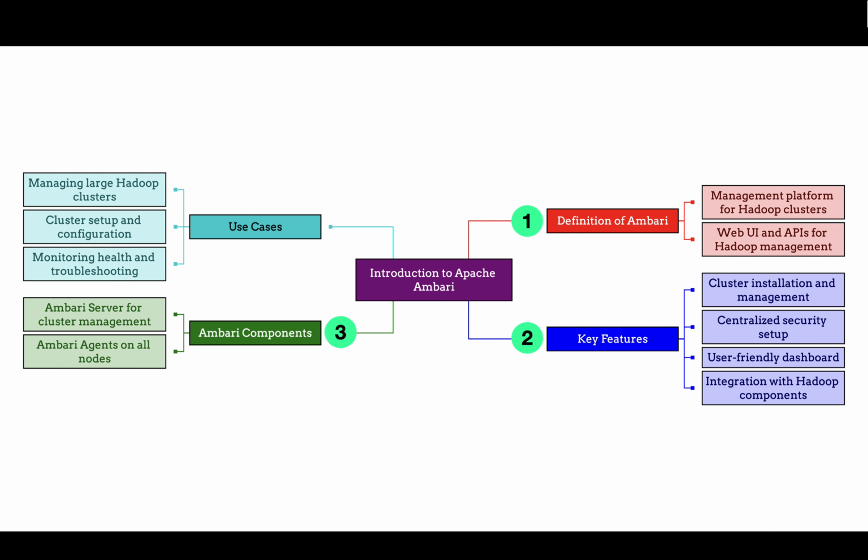3. Ambari components. The main components of Ambari are Ambari Server, which manages cluster communications and state, and Ambari agents, installed on all nodes, which execute tasks and report status. 4. Use cases. Ambari is used for managing large Hadoop clusters, including tasks like cluster setup, configuration changes, monitoring cluster health, and troubleshooting issues.